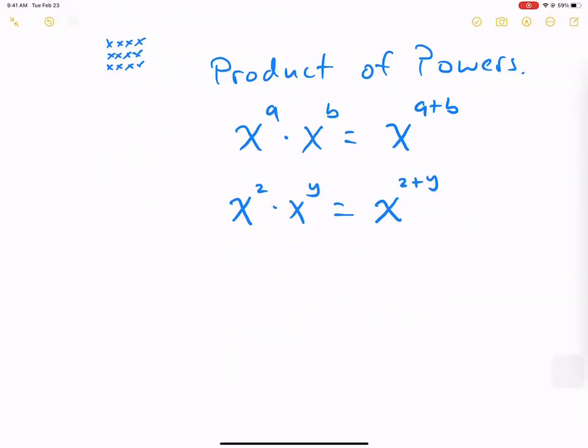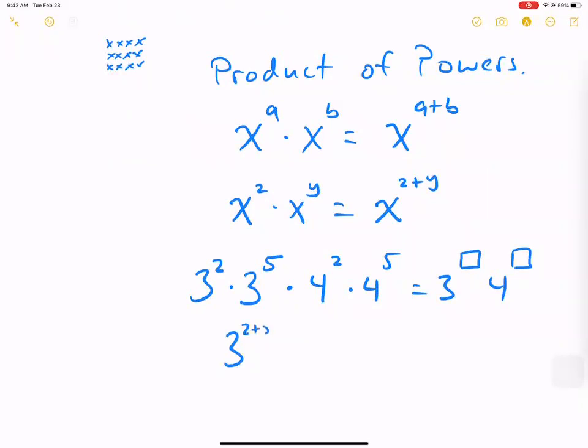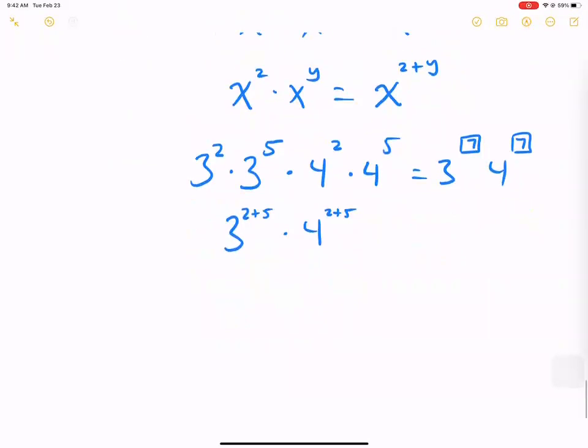Okay. So if I give you guys 3 squared times 3 to the 5th times 4 squared times 4 to the 5th, how many 3's and 4's do we have left? That's what you guys want to figure out. I'm going to rewrite this as 3 to the 2 plus 5 times 4 to the 2 plus 5. And that gives us 7 for each of these. The idea here is that I can mix and match values around, as long as they have the same base, we can multiply them together.